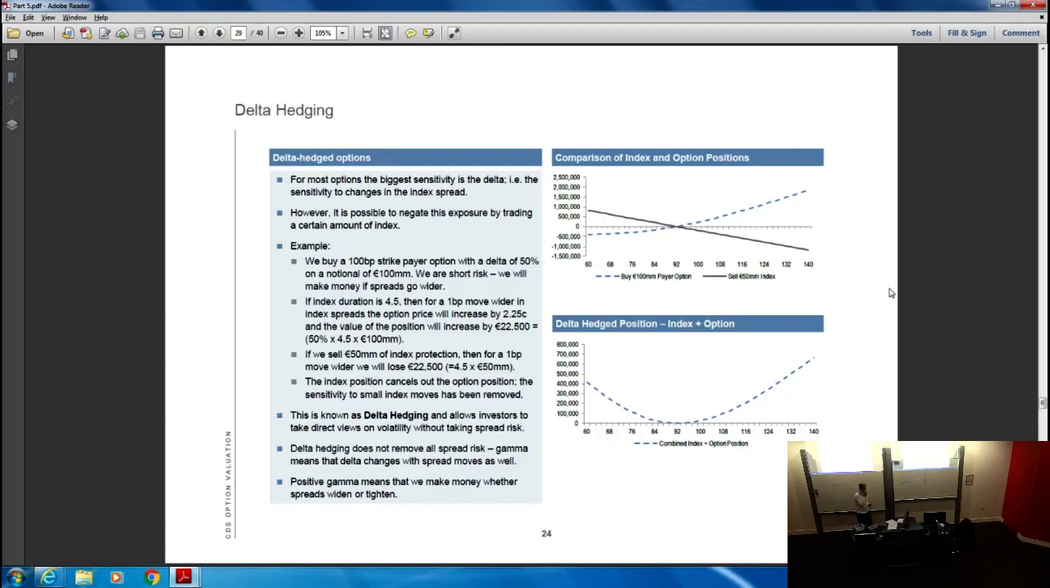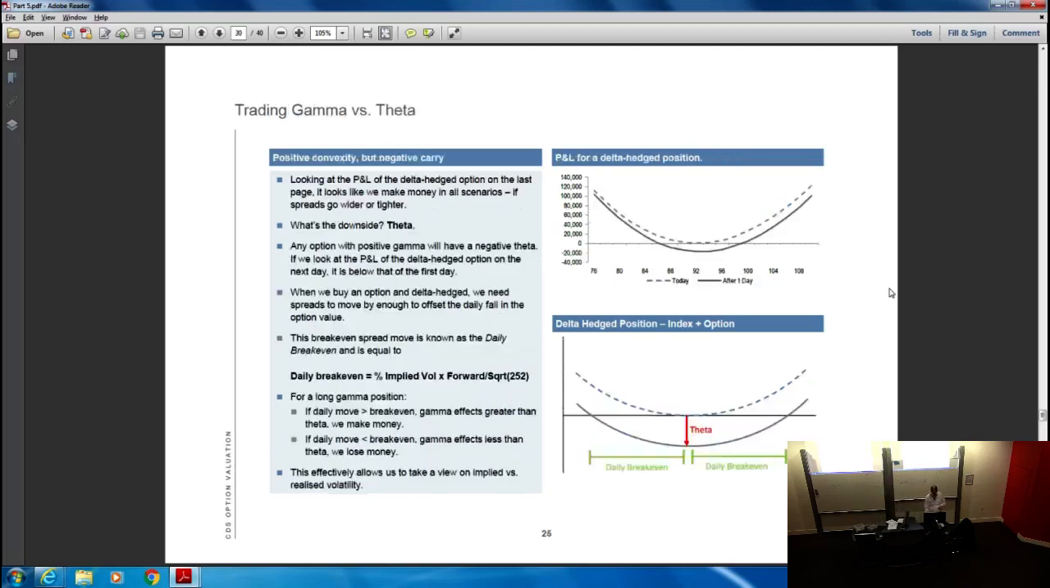Right? So when you delta hedge an option, you basically get left with a positively convex position. Okay? So if you bought 100 million of payer and you sold 50 million of index protection against it, you'd be left with something that looks like that. So that looks pretty nice. Okay? This is your P&L. This is your spread. You basically make money all the time. If spreads go wider, you make money, and if spreads go tighter, you make money. That might seem like a good trade.